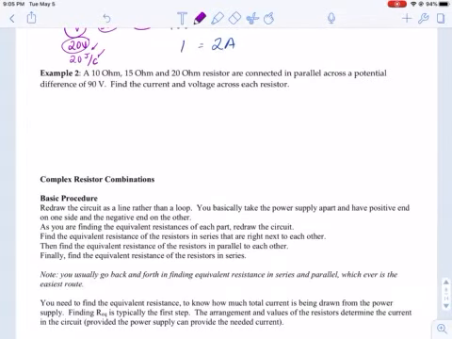All right, let's try another example. A 10 ohm, a 15 ohm, and a 20 ohm resistor are connected in parallel across a potential difference of 90 volts. Find the current and resistance through each resistor.